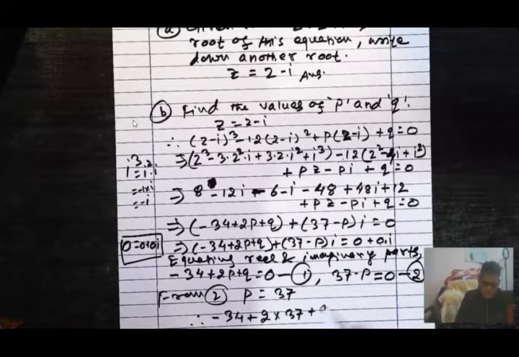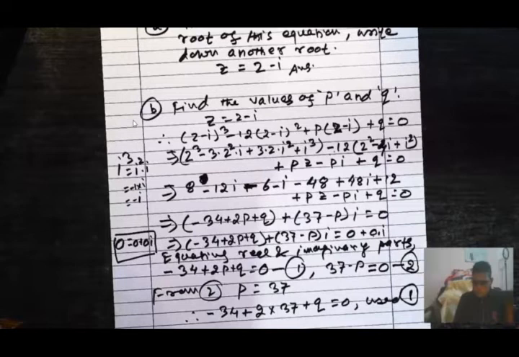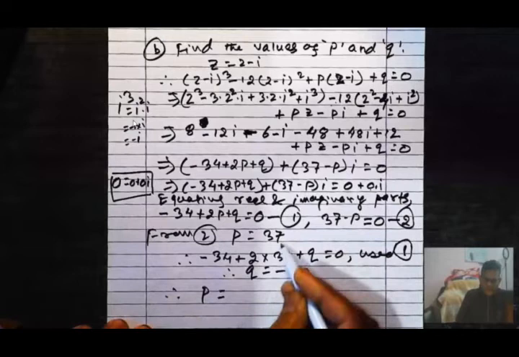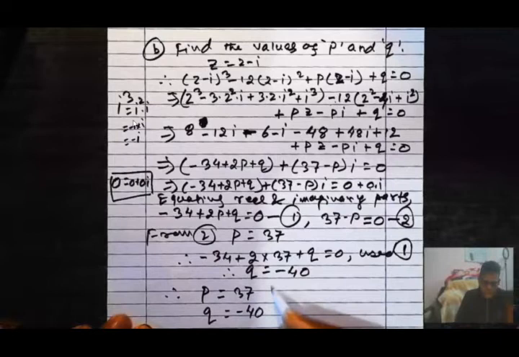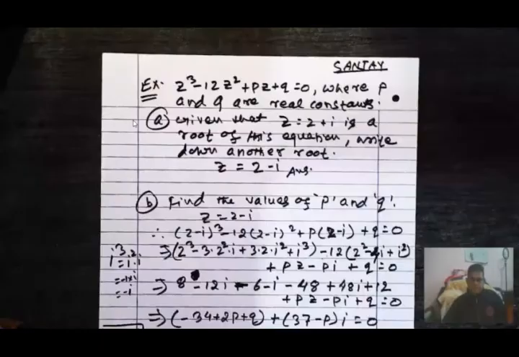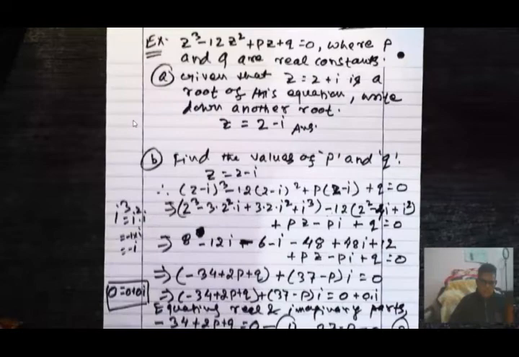So we have used equation 1 and the value of p, and if you go to the calculator you will see the value of q is minus 40. Okay, so therefore you can see that the p value here is 37 and the q value is minus 40, and this way we got the values of p and q in this example. So let's have a look properly from the beginning to now. If you need more time, you can pause here and have a proper look.